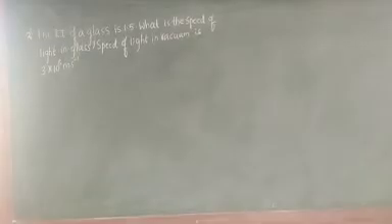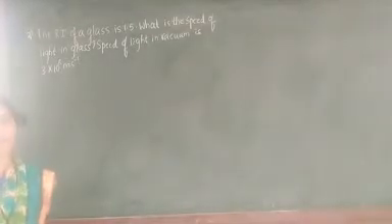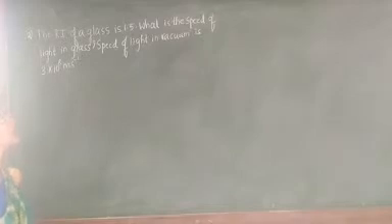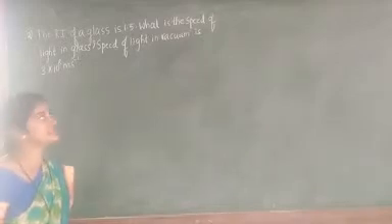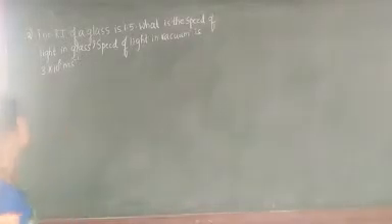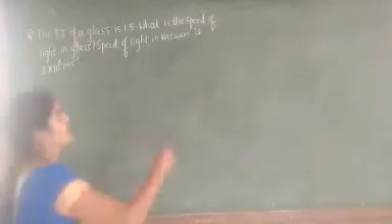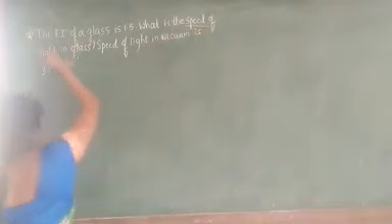Now the next question. The refractive index of a glass is 1.5. What is the speed of the light in a glass? The speed of the light in vacuum is 3 into 10 raised to 8 meter per second. Here we have to find the speed of the light in a glass.